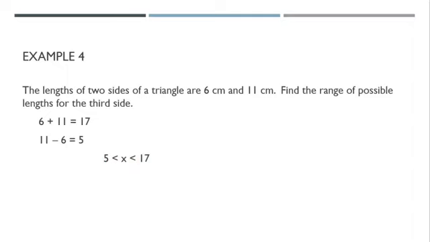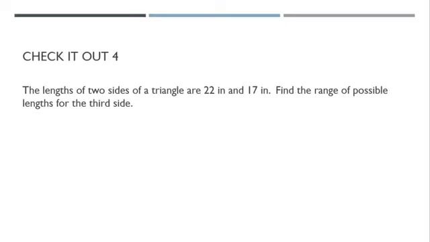Okay, so I have one for you to try. Take a look at this. This is the check it out question number 4. Make sure you do this on your separate piece of paper. It says the lengths of two sides of a triangle are 22 inches and 17 inches. Find the range of possible lengths for the third side. Now there is one more example that we're going to do on this video, so press pause and then hit play when you're ready.